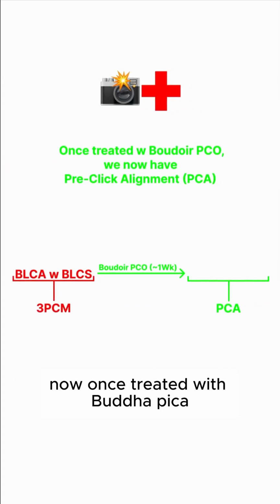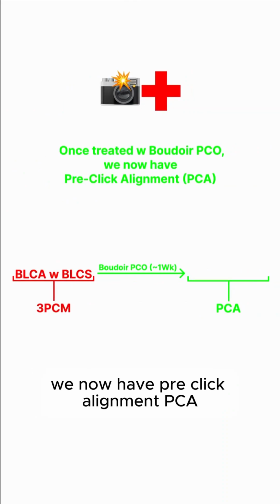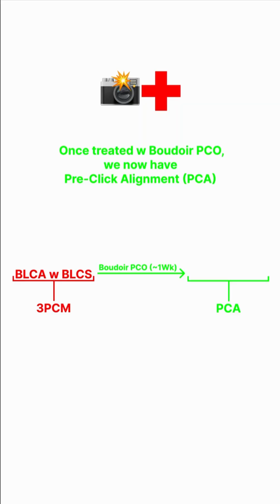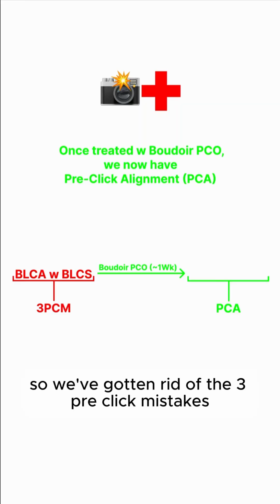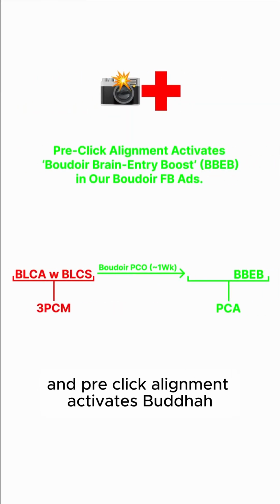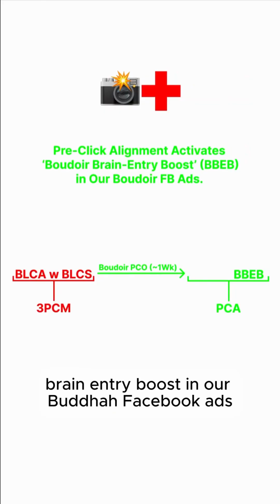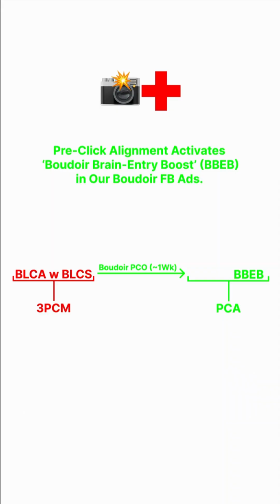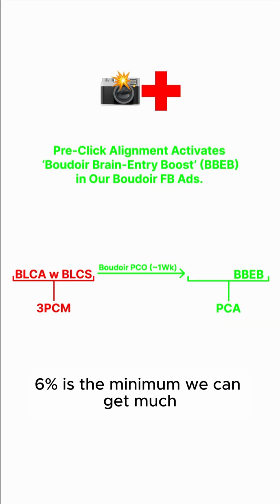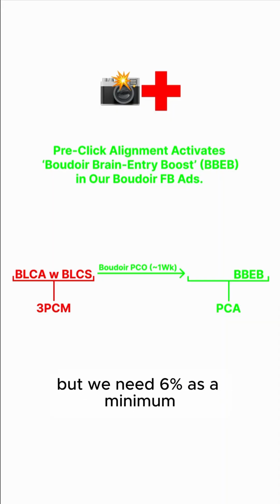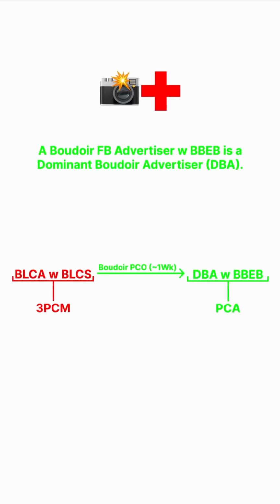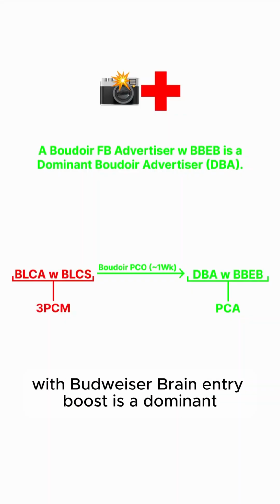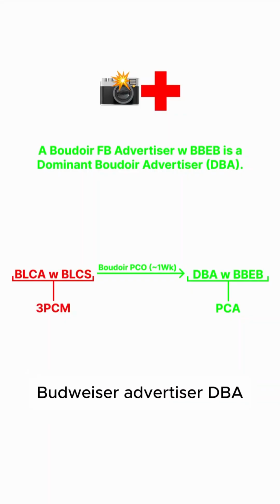Now, once treated with boudoir Pico, we now have pre-click alignment, PCA. So we've gotten rid of the 3 pre-click mistakes. We now have pre-click alignment. And pre-click alignment activates boudoir brain entry boost in our boudoir Facebook ads. Basically, we got our unique CTR all above 6%. That's where we need to be, that's literally the minimum. 6% is the minimum. We can get higher than that, but we need 6% as a minimum. And a boudoir Facebook advertiser with boudoir brain entry boost is a dominant boudoir advertiser, DBA.